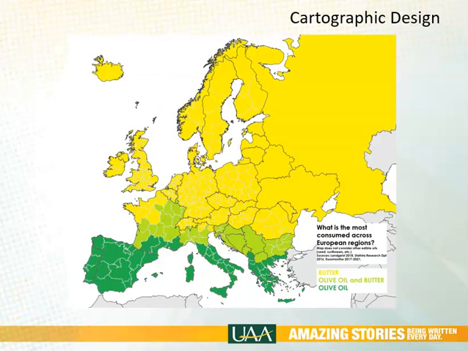This next map is a good map in some ways. It shows what is most consumed across European regions, but the title is problematic. What do you mean, what is most consumed? We have to dig down a little deeper to find out that we're talking here about edible oils, and that the colors represent a spectrum from olive oil to butter. I like the idea and the concept of the map, but the visual hierarchy doesn't work so well. The title isn't clear either. So the argument of the map starts to fall apart.